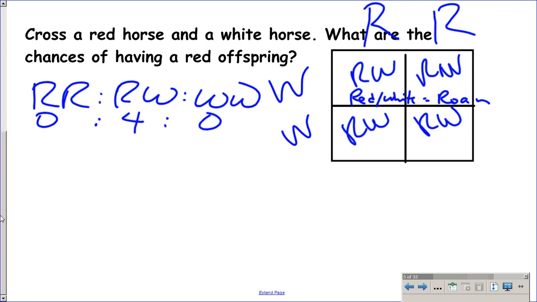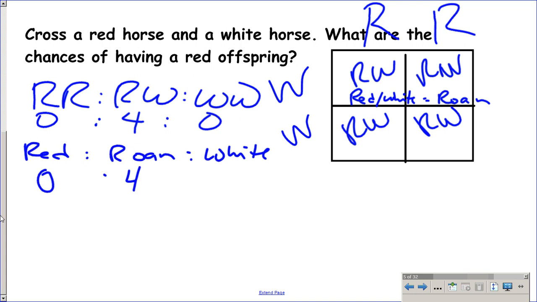What color does RR represent? Red. This one is roan, which is what you would call when it's red and white. And then the WW is going to be white. How many are red? 0. How many are roan? 4. How many are white? 0. Notice again, the exact genotype has a specific phenotype, so those ratios are always going to be the same for incomplete dominance and codominance. Thumbs up if you get this.